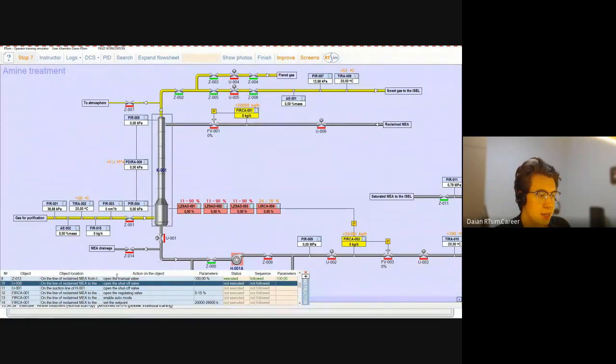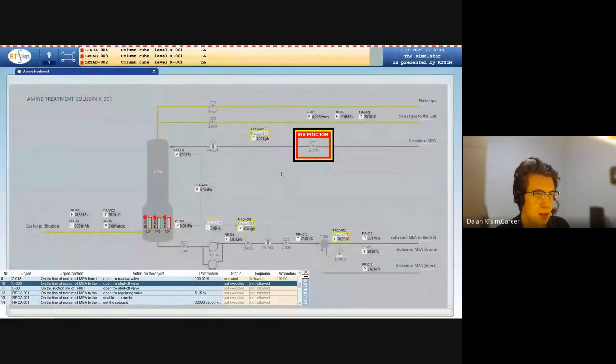And next comes the opening of shadow valves. There are points 10 and 11.